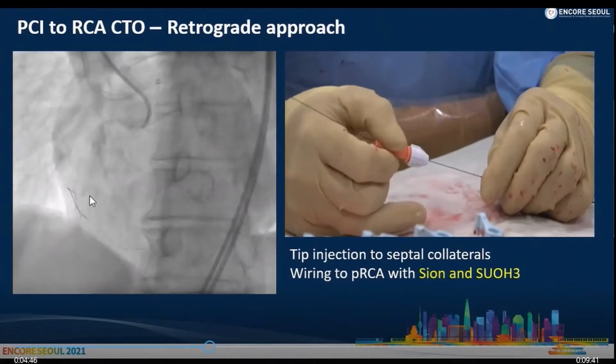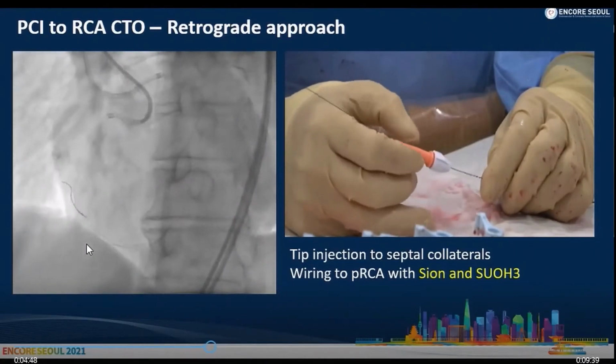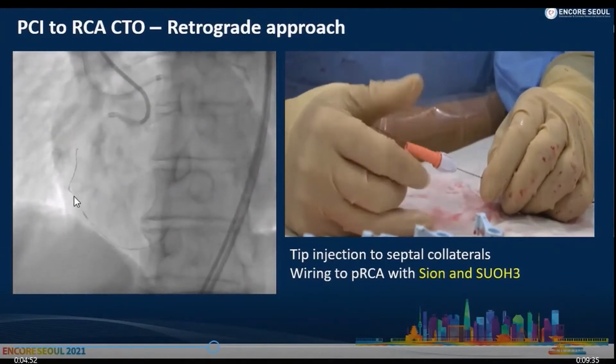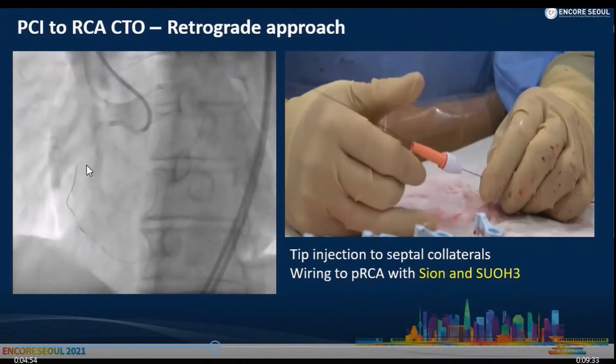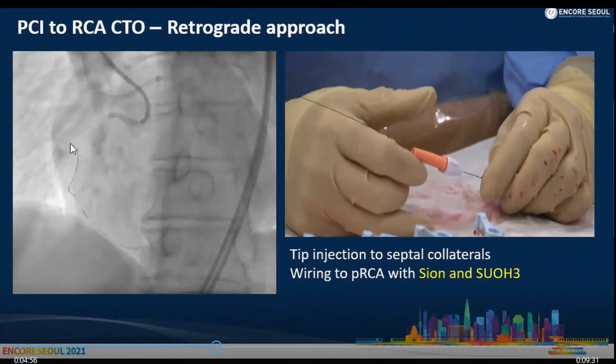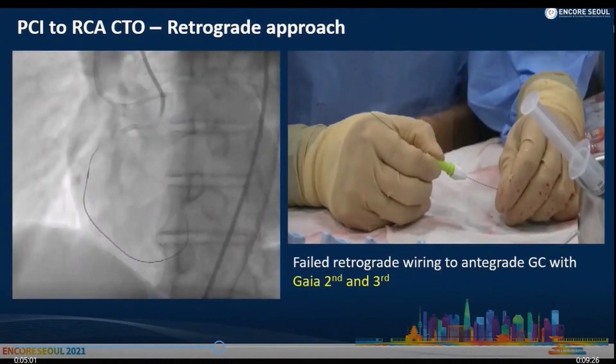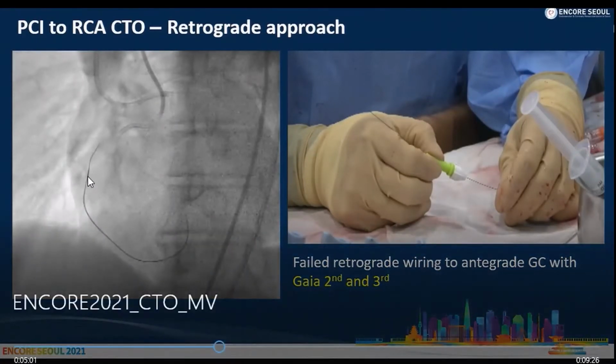The wire easily falls off to the distal RCA. It was really difficult to redirect the wire into the mid RCA. Every time, the wire prolapsed to the distal RCA. So it was actually difficult to advance the retro Caravel into the mid RCA.